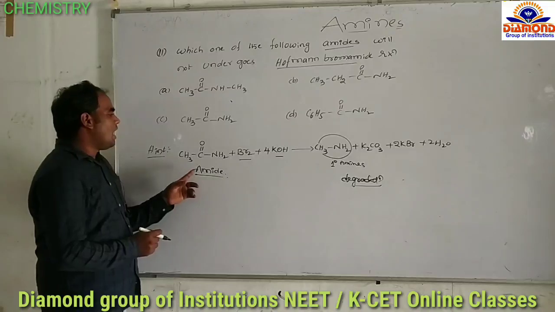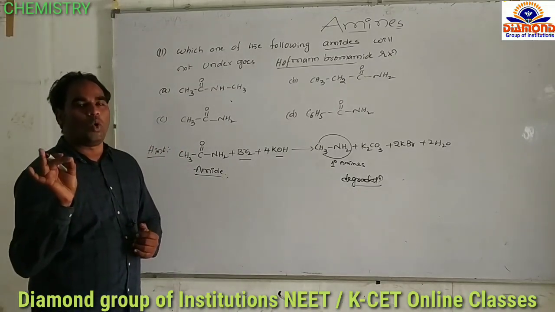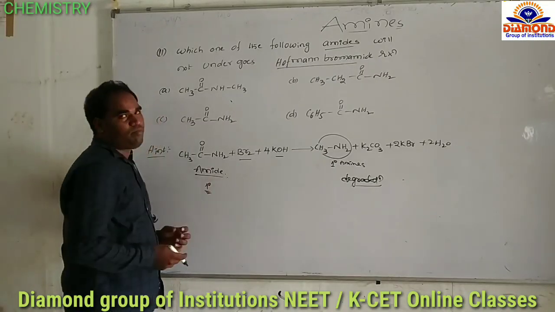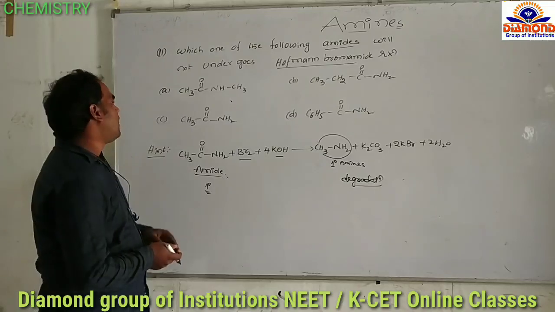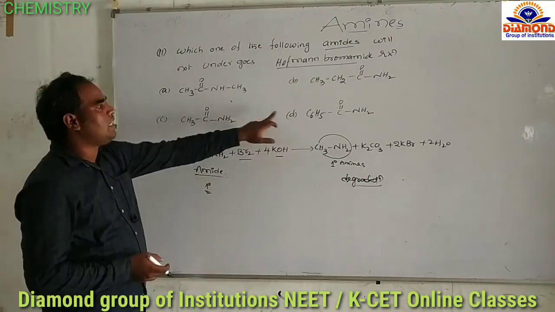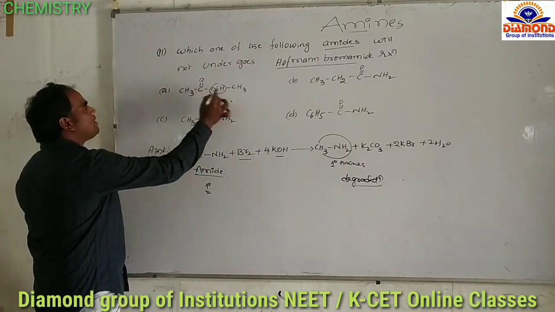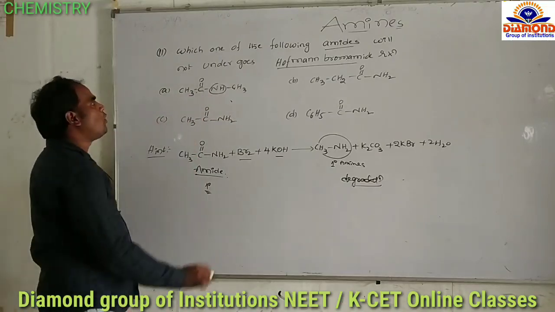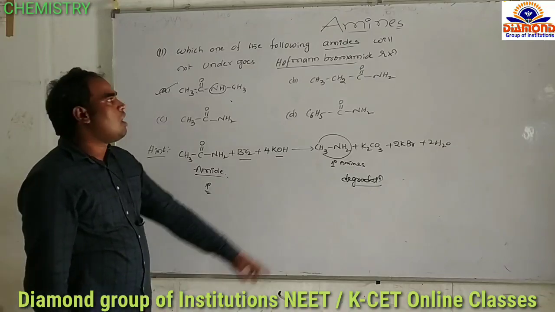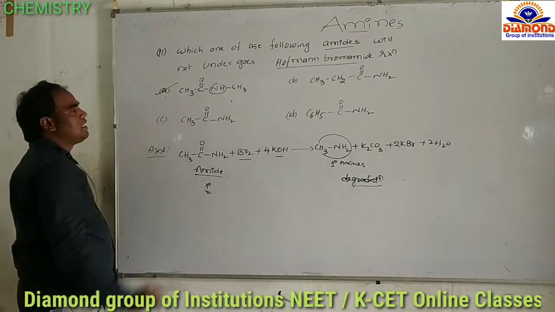So in Hoffmann bromamide degradation, the clue is that only primary amides undergo it. Here, option B is a primary amide, C is a primary amide, D is also a primary amide. But A is a secondary amide. Therefore, this secondary amide does not undergo the Hoffmann bromamide reaction. Therefore, option A is the correct option.